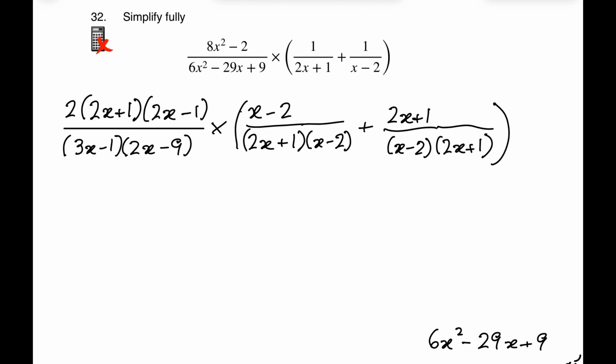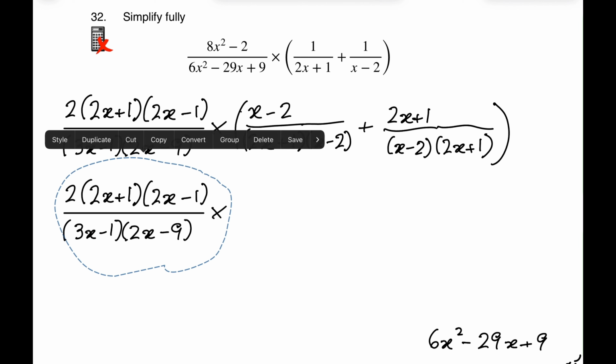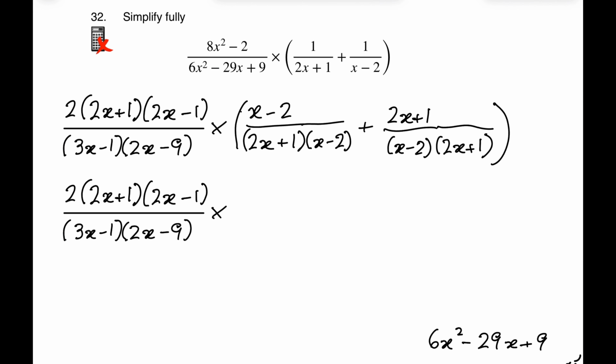So I have x minus 2 add 2x plus 1. So our initial fraction that we've worked out is going to be the same. So let's duplicate that. We are then multiplying by x minus 2 plus 2x plus 1. So that's 3x minus 2 add 1 is minus 1. So that is 3x minus 1 over 2x plus 1 x minus 2.